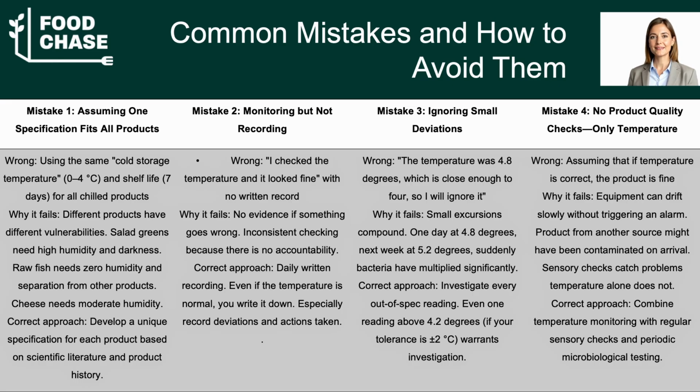A staff member says, "I check the temperature every day, I do not need to write it down." But if there is ever a problem, you have no proof that you were monitoring and you have no data to analyze trends. Always write it down. Third, ignoring small deviations. The spec is 0 to 4 degrees. The thermometer reads 4.8, thinking, "Oh, it is close enough." But those small deviations compound, and by next week, you have bacteria multiplying much faster than your shelf life model predicted. Investigate every deviation. Fourth, only monitoring temperature.